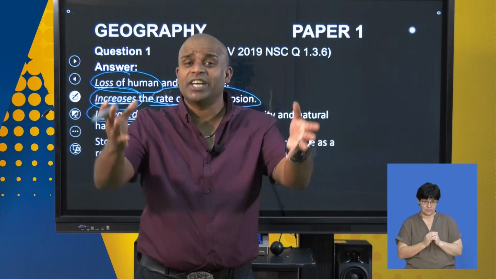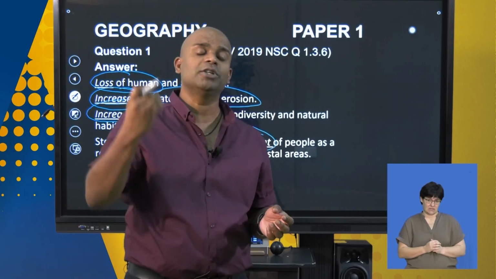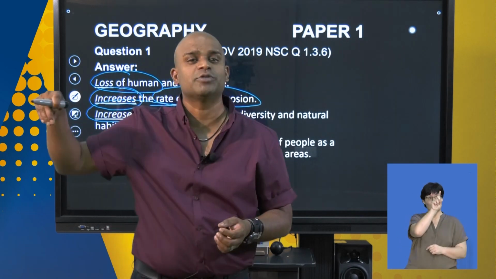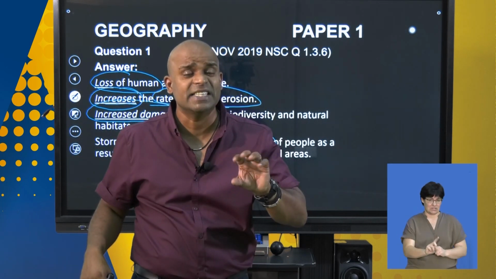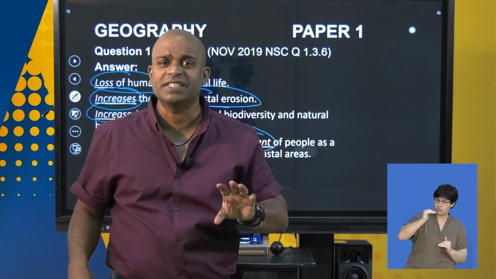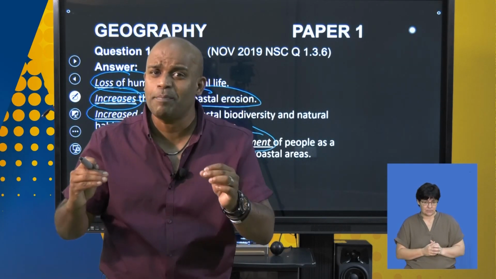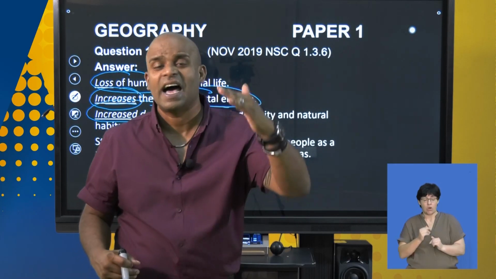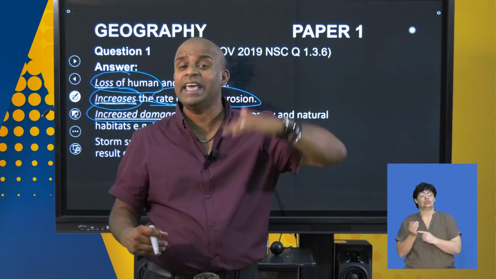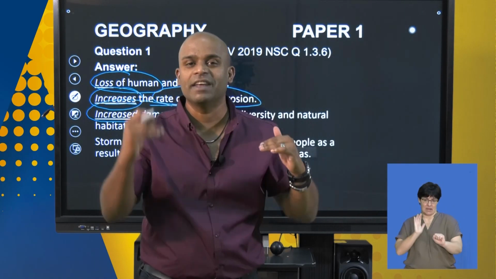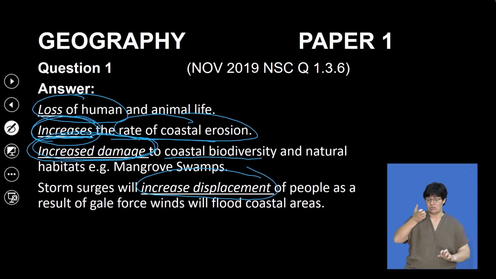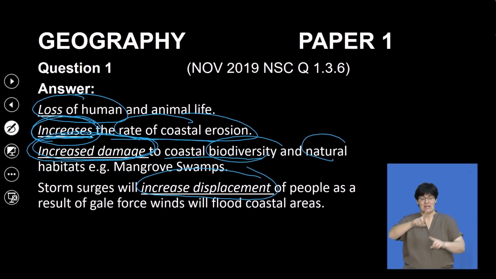Herein lies the challenge, guys. You must be able to recognize the relationship in the question in terms of its impact and qualify it in terms of increasing or decreasing. The negative impact will always increase on impact. So all my answers are designed to show an increasing impact on the environment. Hence, increases coastal erosion, increases damage to coastal biodiversity and the natural habitats.